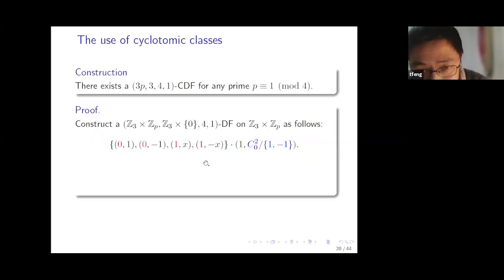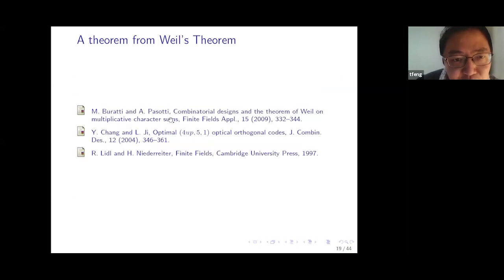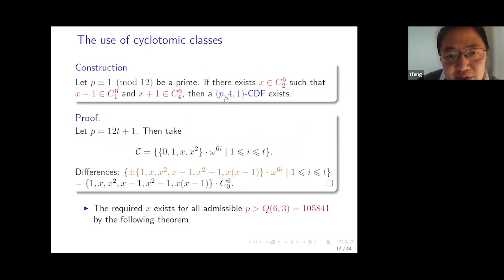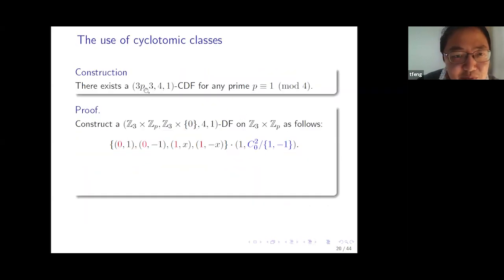Here, I give another example. Maybe you will see why I give another example, because I will use it to introduce my next slide. In our last example, we gave a (p, 4, 1) cyclic difference family. Here we give an example of a (3p, 4, 1) cyclic difference family.